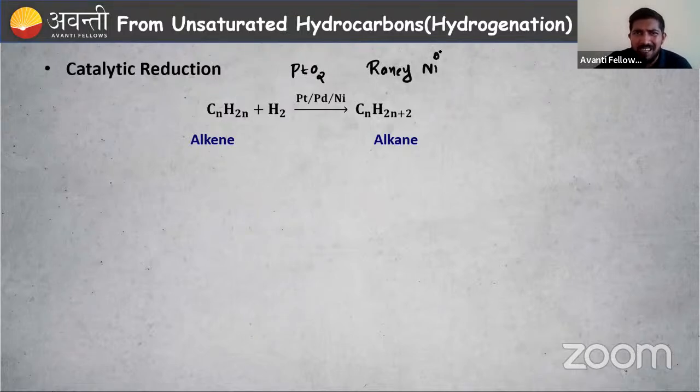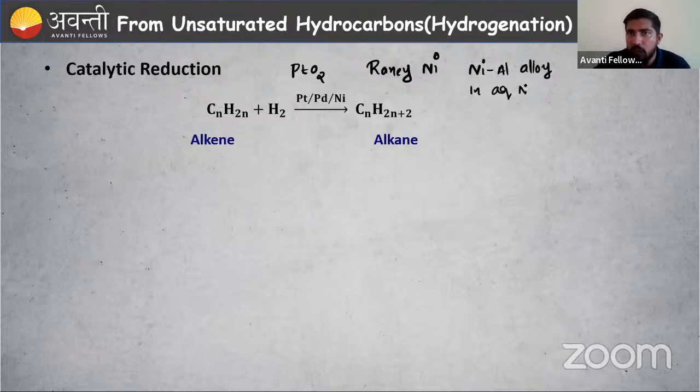So what is this Raney? It's not Rani, okay, it's not a girl. It is a nickel-aluminium alloy digested in aqueous NaOH. So that is our Raney nickel. So these are the different catalysts. In the presence of catalyst, we are adding hydrogen, so we can call it catalytic reduction.